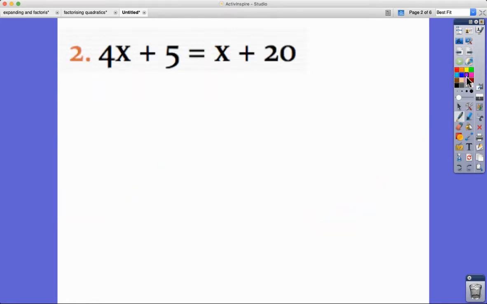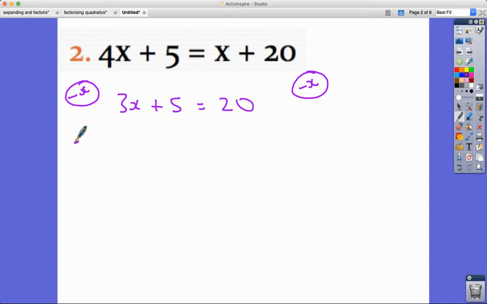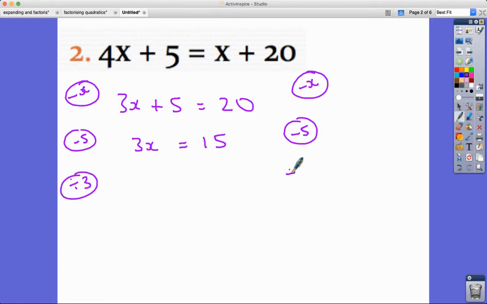Okay, let's do another one. Let's do the same sort of thing then. So we've got 4x and x. Again, it's the same really, isn't it? We're going to subtract x. So we get 3x plus 5 equal to 20. Much nicer immediately again. Subtract the 5 from both sides. 3x therefore equals 15. And then divide by that coefficient of x to get the x term on its own. Okay, it's 1x equal to 15 divided by 3 is 5.